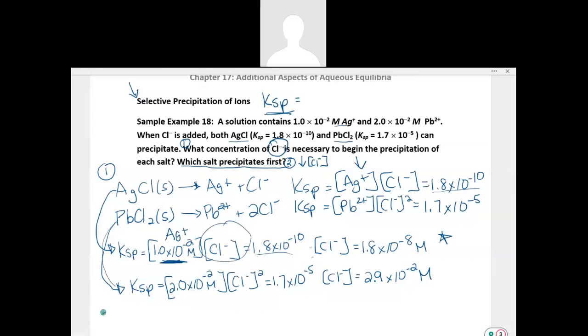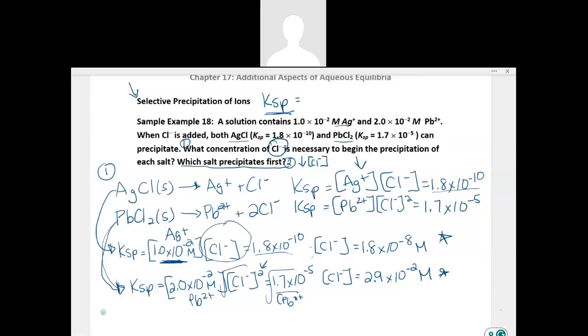Next, we'll take a look at the KSP expression down here for our lead chloride. We plug in the starting concentration of our lead ions as we start adding some chloride. Notice that in the KSP expression, I have this squared. So we'll divide by the lead concentration, and then we'll take the square root of both sides, and this will give us the needed chloride ions to start our lead chloride precipitation. So this is 2.9 times 10 to the negative 2 molar.